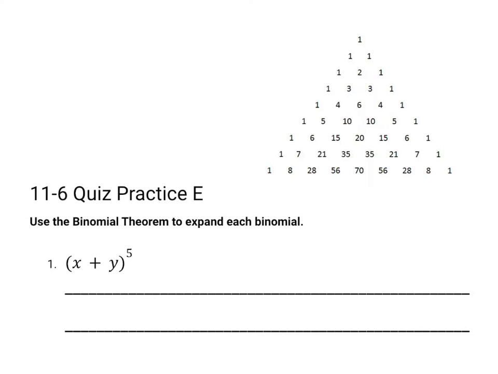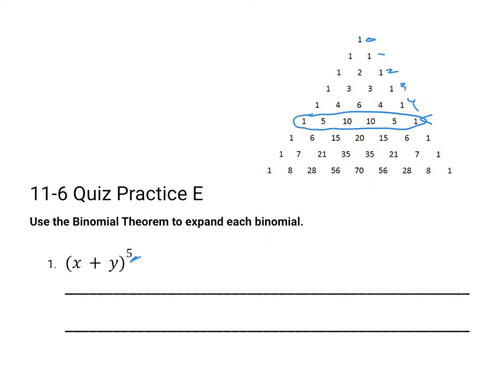So when you see a problem that asks you to expand each binomial, please note that you'll have to pay attention to the exponent. We use Pascal's triangle to help us expand these. Remember that this first row is 0, so if you're counting down to find the row for a 5 exponent, you're going to count down 6 rows. So 1, 2, 3, 4, 5. So we need this row for our expansion.